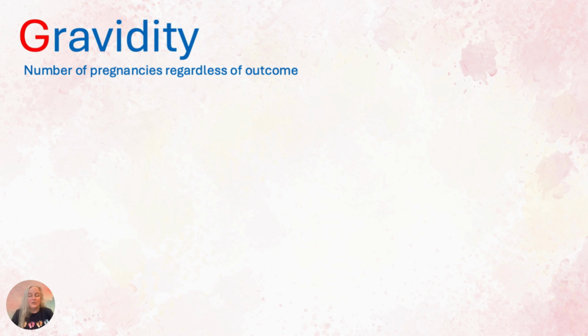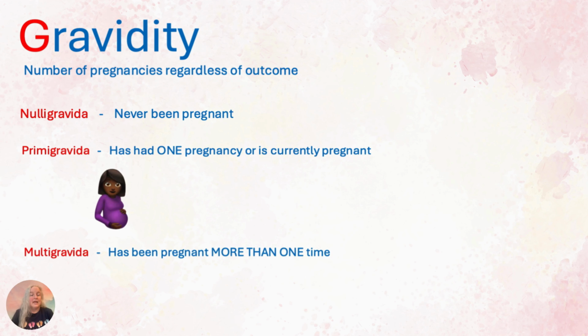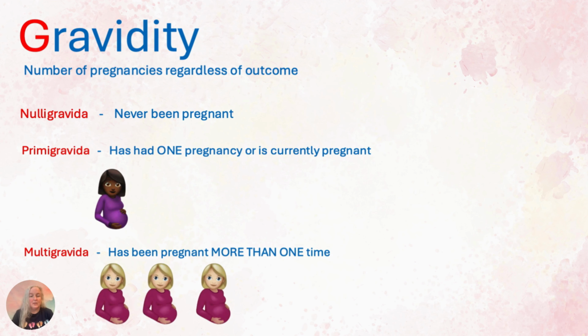So when we look closer at gravidity, this is our number of pregnancies regardless of outcome. We have some other terminology that falls within this. If a patient has never been pregnant, she's considered a Nulligravida because null is 0. If she has had 1 pregnancy or is currently pregnant, she's considered a Primigravida. Prima is 1. And if she has had more than 1 pregnancy, she is considered a Multigravida, so multiple pregnancies. It could be 2, 3, 4, however many, more than 1.